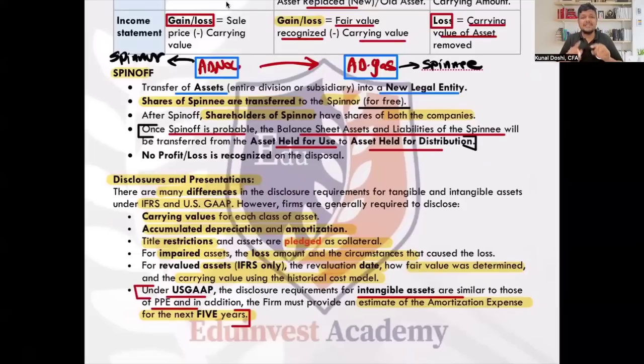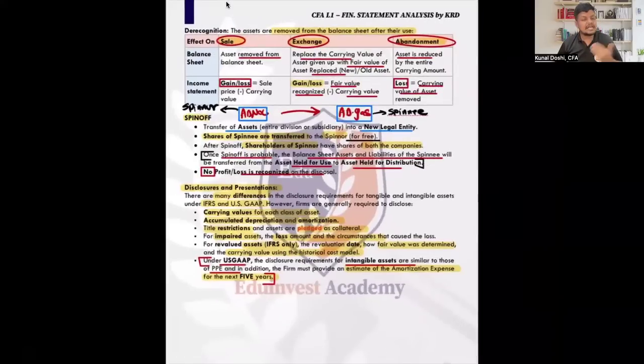Under this transaction, will there be a gain or loss to either of the companies? In spin-off, is there a gain or loss? No, there is no profit and loss to either of the companies. So there is nothing which is recognized in the income statement because you are splitting your own company. Is this clear, everyone? Understood? Right? Let us do some questions now.